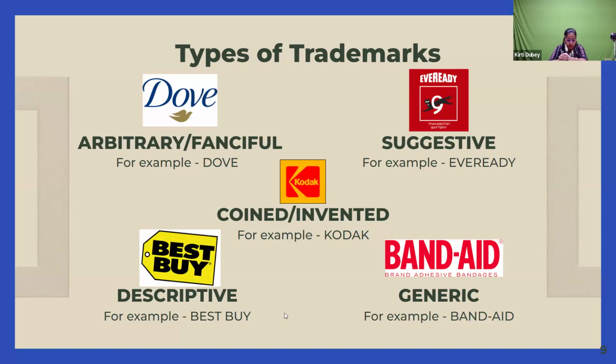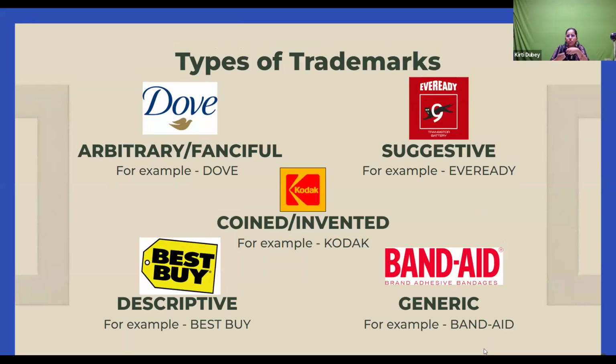Then descriptive. Now, a descriptive mark is such a mark which is descriptive or indicates towards a kind or a quality of the product or the service they are providing. Now, these marks are typically very weak to register, and these can only be registered when they have shown that they have been using this mark continuously for a good amount of time, throughout years.